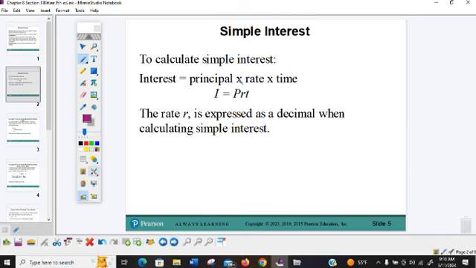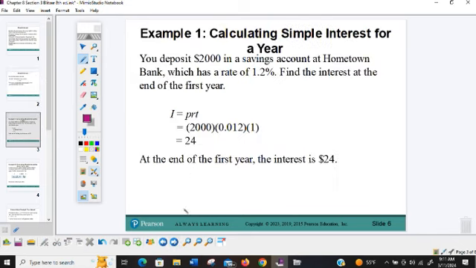To calculate simple interest, here's the formula we use. Interest equals principal, that's the amount you're getting or putting in, times the rate, times the time. Now, time is expressed in years, usually, okay? And the rate, this is really important, the rate is expressed as a decimal when we do our calculations, okay? So time in years and rate as a decimal. So let's look at a couple of examples.